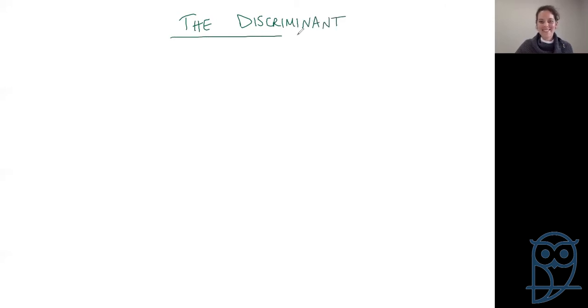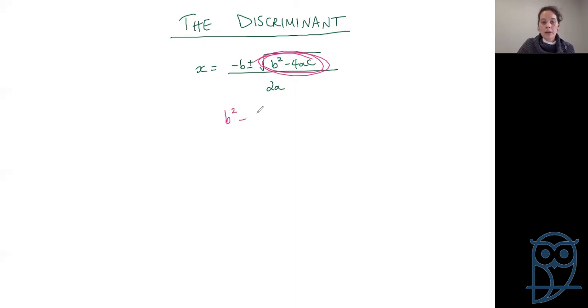Discriminant. So this is a very new best friend. The discriminant is out of your formula. We had x equals minus b plus or minus square root b squared minus 4ac all over 2a. Now your discriminant is this piece here, b squared minus 4ac.